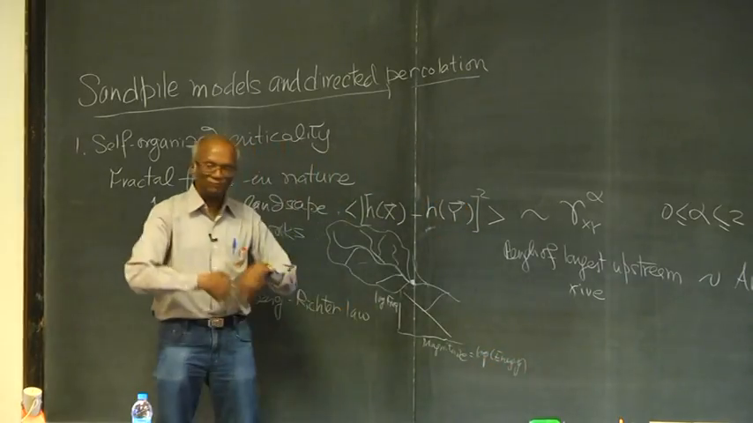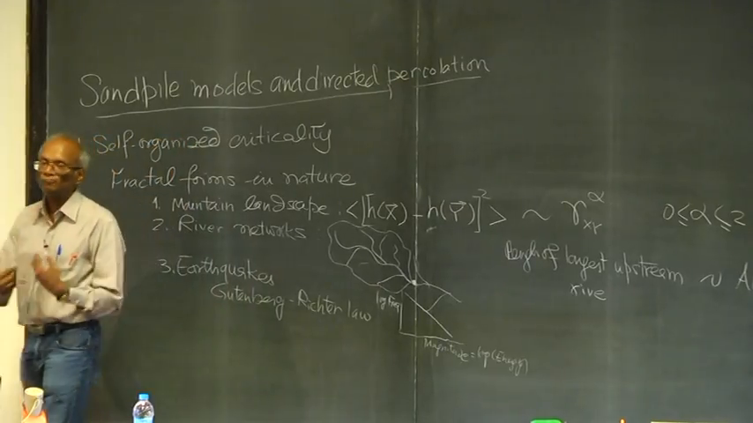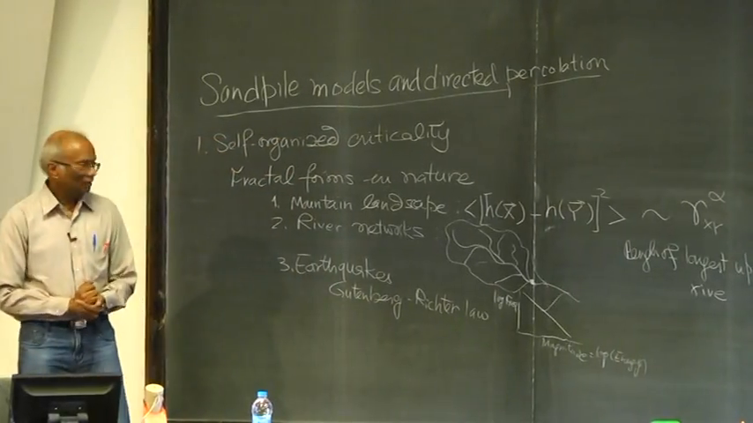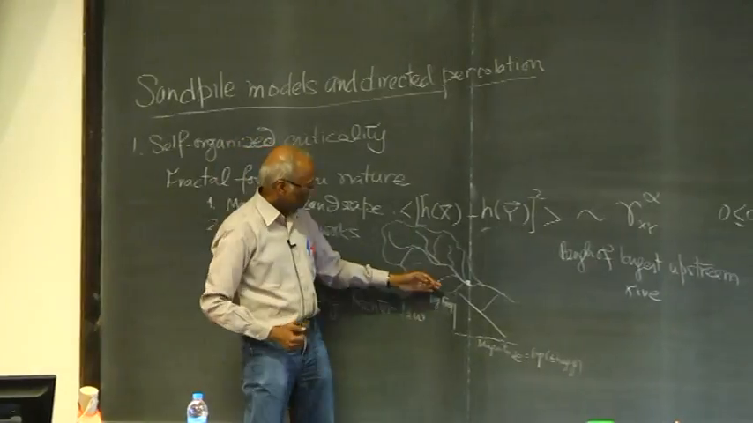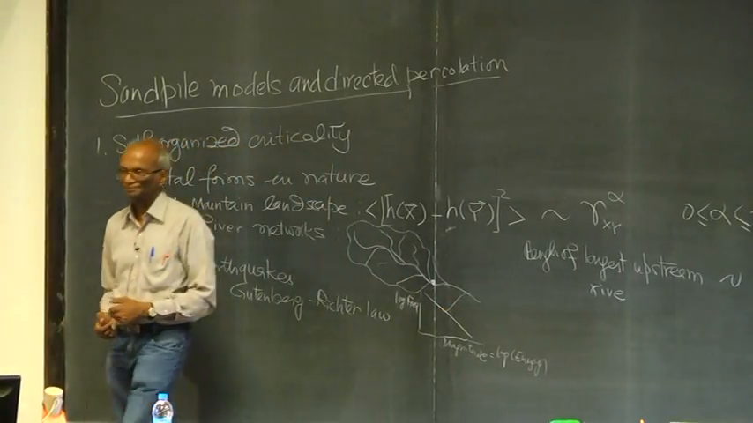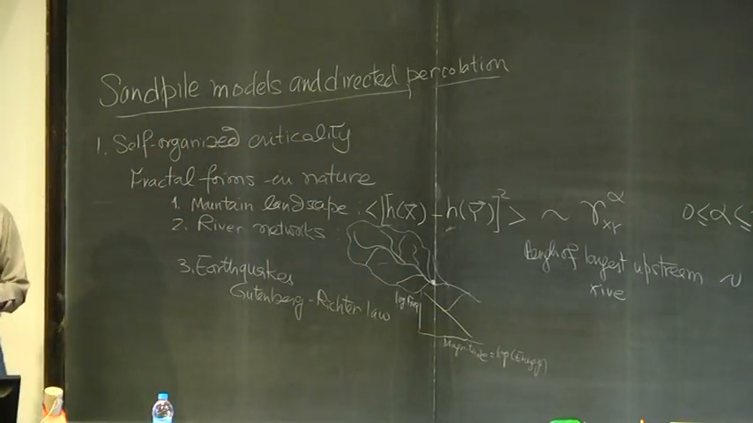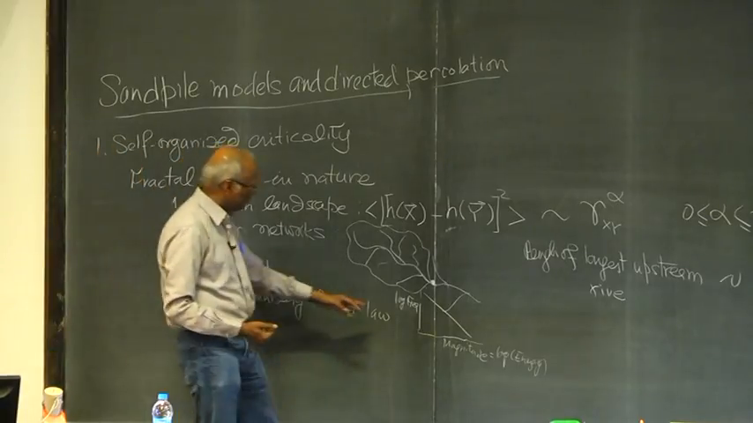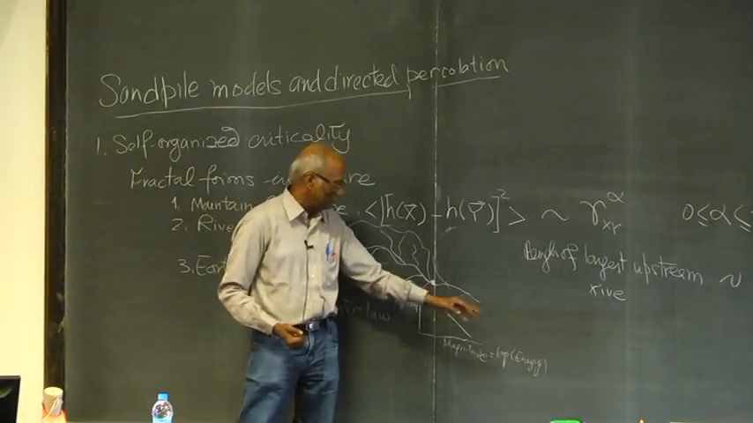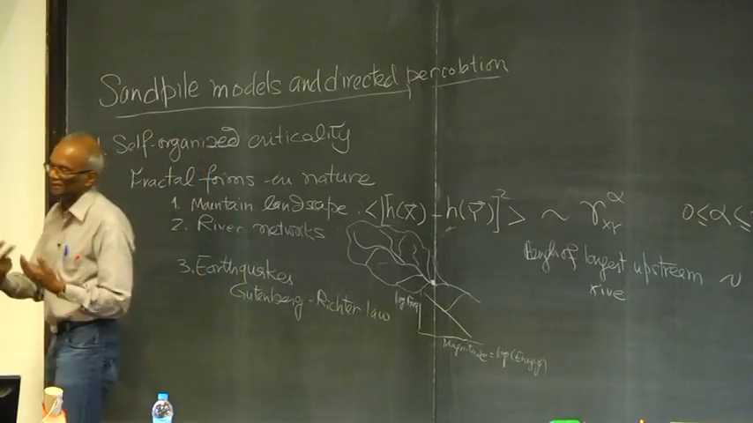And this is the log of the frequency of earthquakes. How often do the earthquakes occur? And it is observed that this is roughly linear. Okay? So there is a power law relationship between the frequency of earthquakes and the magnitude. Bigger earthquakes, of course, occur less often.